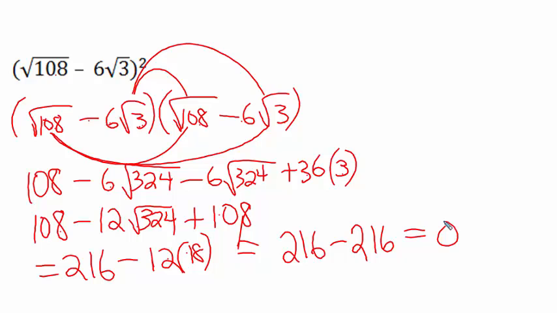Then we go back and we say, darn it, if we had just simplified this in the first place, 108 is 36 times 3. Square root of 36 is 6. So we really had 6 square roots of 3 minus 6 square roots of 3, which is 0 squared. Well, I took the scenic route, but I got there. It's 0.